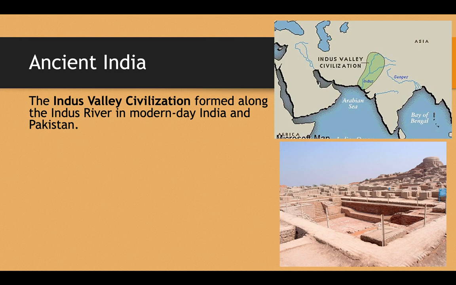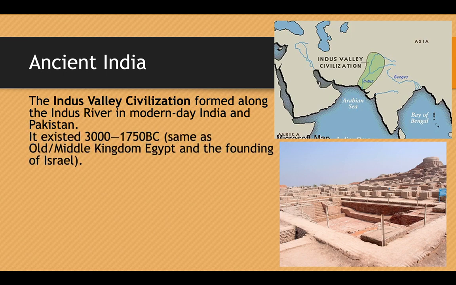So first, ancient India. The Indus Valley Civilization. This formed along the Indus River on the border of modern-day India and Pakistan. It existed from 3000 to 1750 BC, which is around the same time as Old and Middle Kingdom Egypt, as well as the same time as the founding of Israel.